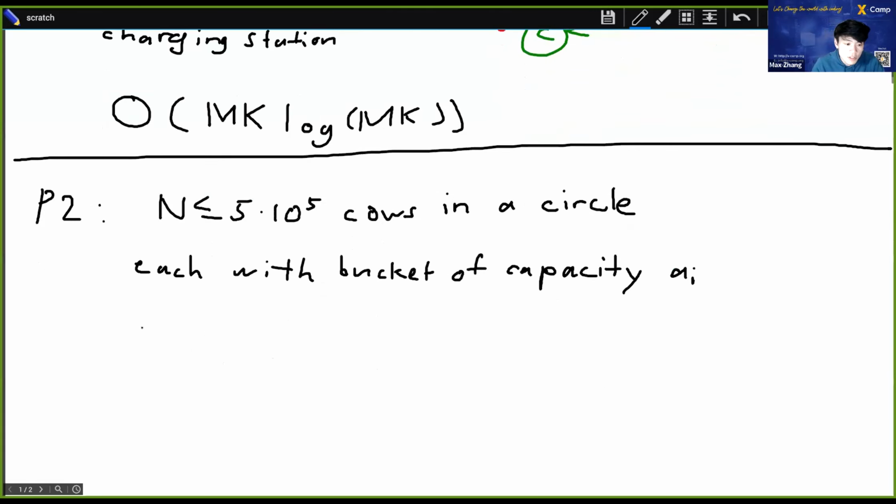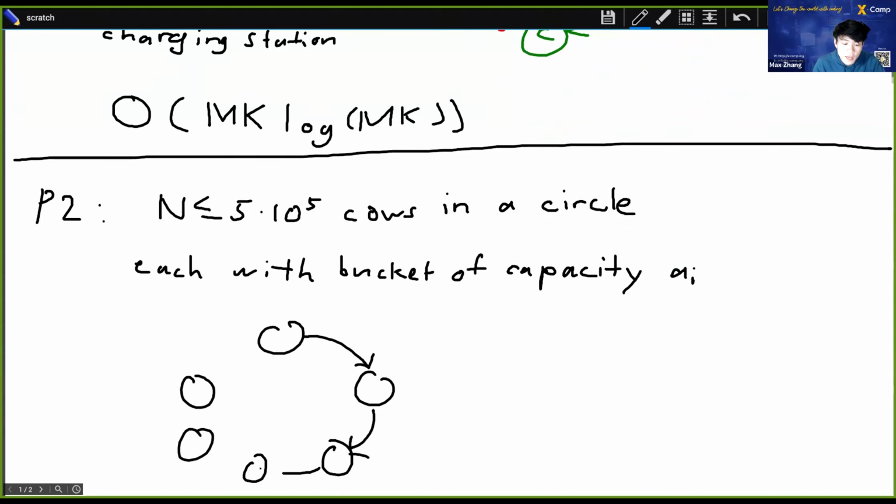And so what happens is that at each second, each cow will basically transfer all of their milk to the next cow, the one to the right. They will transfer all of it. And at the same time, they will receive all of the previous cow's milk. So it's a simultaneous action. It's like this cow passes all of its milk to the next one at the same time that it receives all the milk from here.